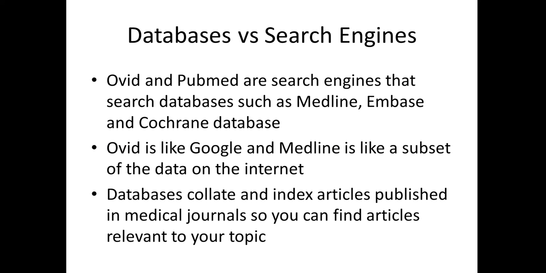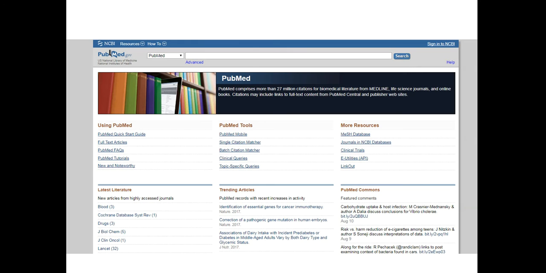So Ovid and PubMed are the search engines that search databases such as Medline, Embase, and the Cochrane database. So Ovid is like the Google, the search program, and Medline is the data. So it's like a subset of data on the internet. PubMed is also like Google. It is a search tool used to search a database. So the databases collate and index articles published in medical journals so that you can find the articles that are relevant to the topic you're looking for. So the databases are Medline, Embase, and Cochrane.